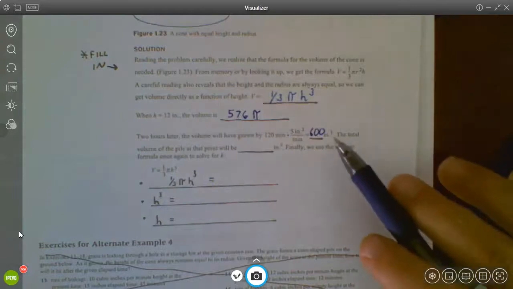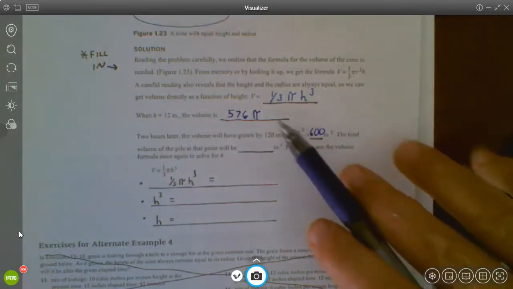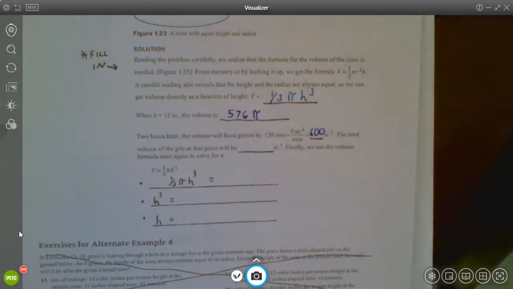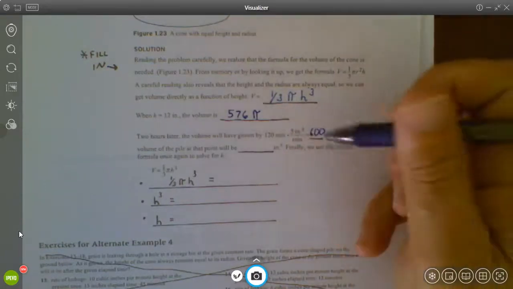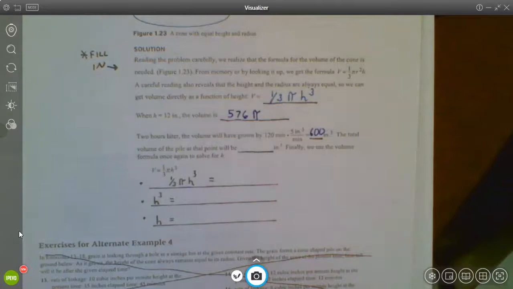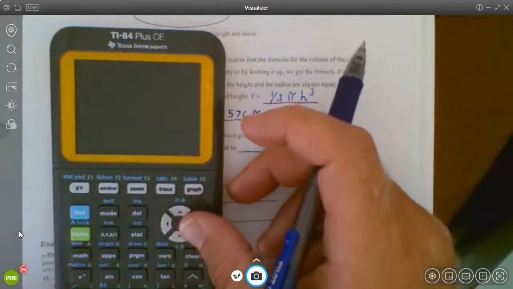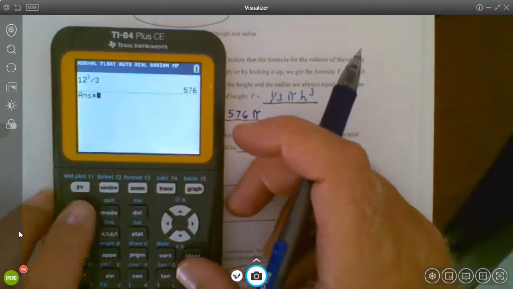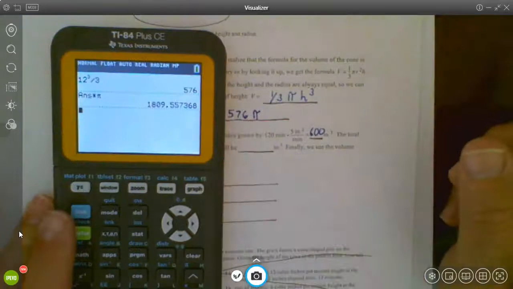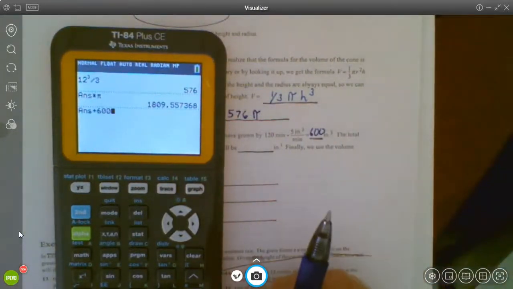So this is how much it will have grown by. So this is how much is being added on to this over the next 2 hours, right? So what would the total volume be if I just add those two things together? So we could go decimals at this point. So I got my 576, there we go, times pi. So that was what we started with. We're just now adding on 600 more.